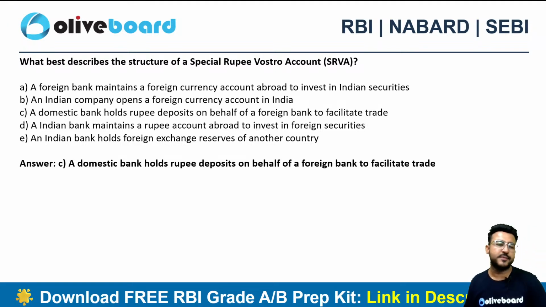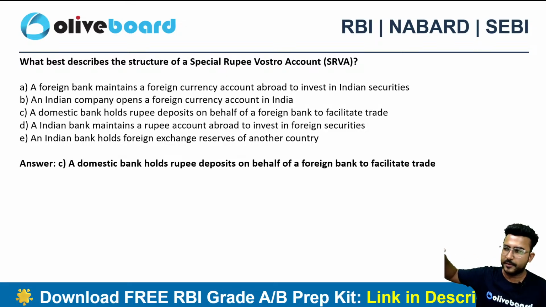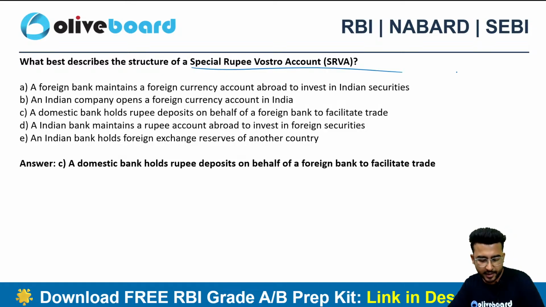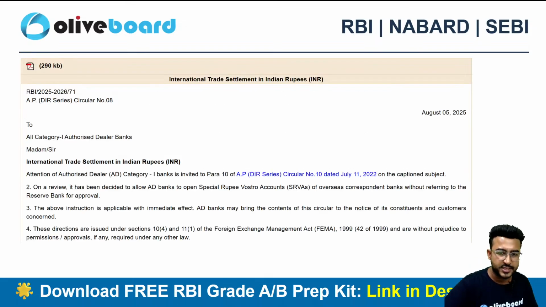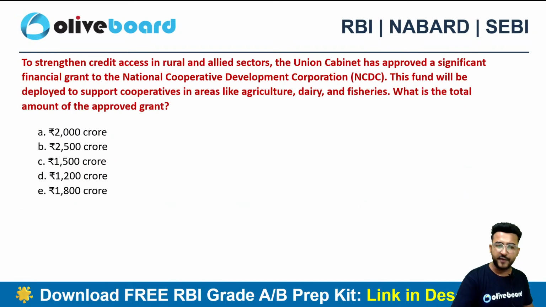Option C, a domestic bank holds a rupee deposit on behalf of the foreign bank to facilitate the trade. Let's suppose a UK bank is holding INR in SBI bank, just for doing the transactions. And now RBI has permitted to utilize the excess funds in central government securities as well, including the treasury bills. This is nothing but international trade settlement in INR. So this is nothing but internationalization of INR.